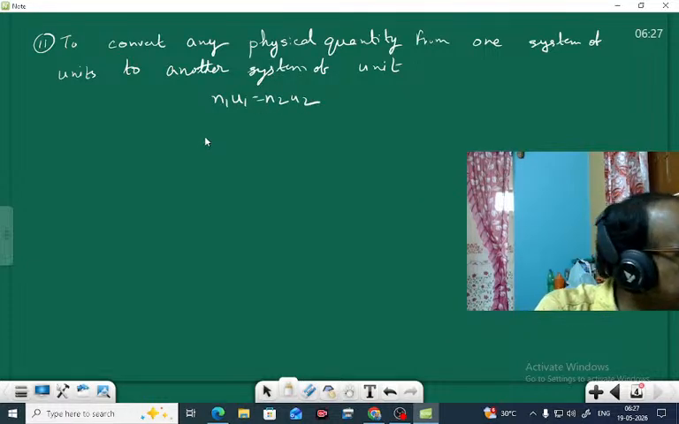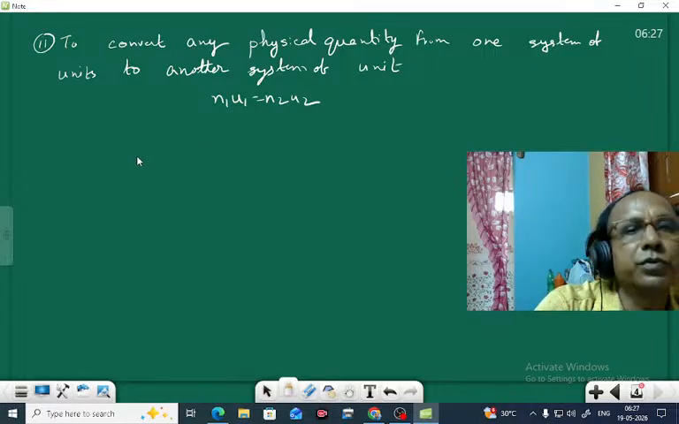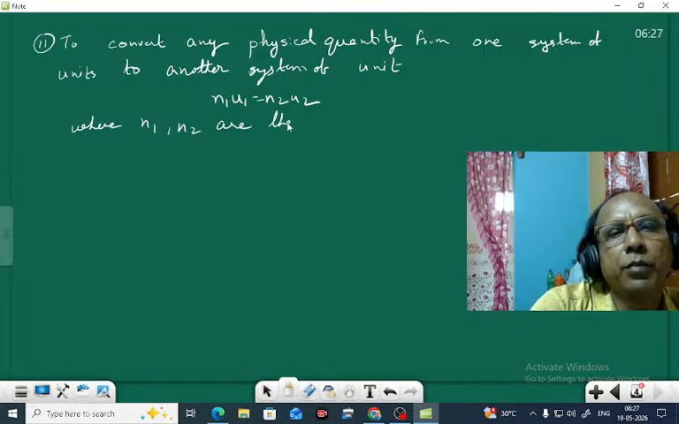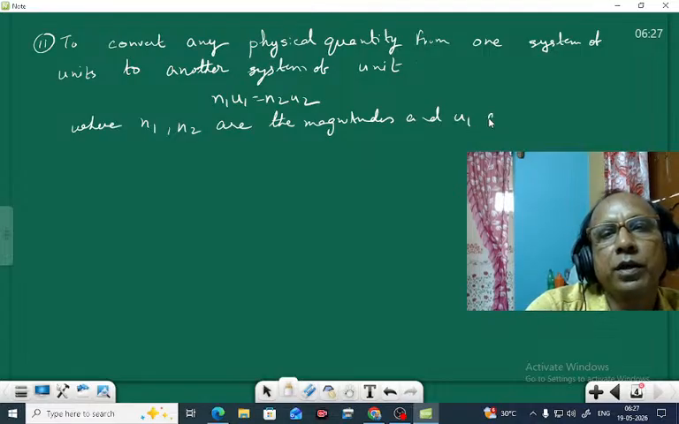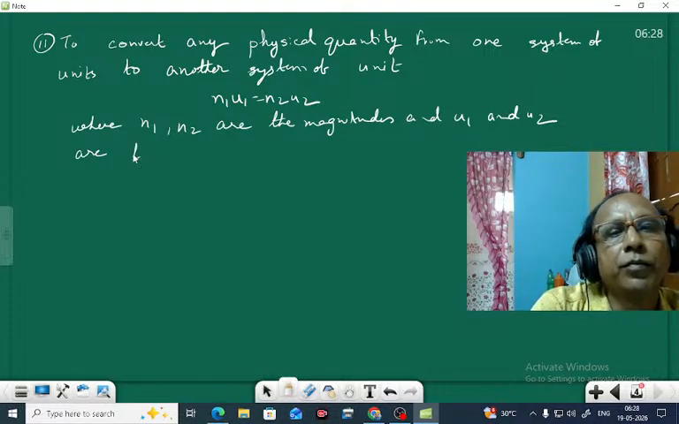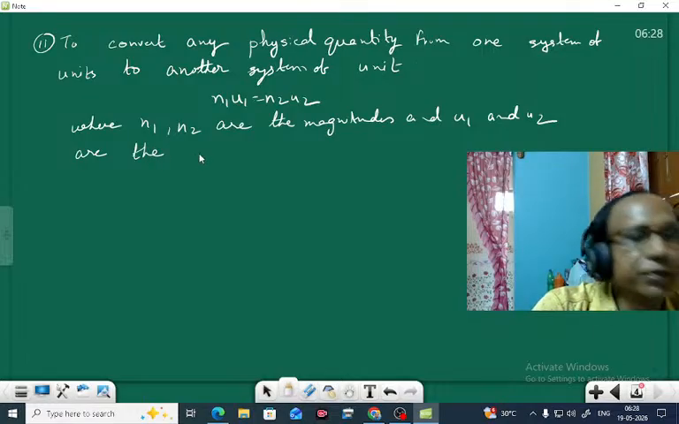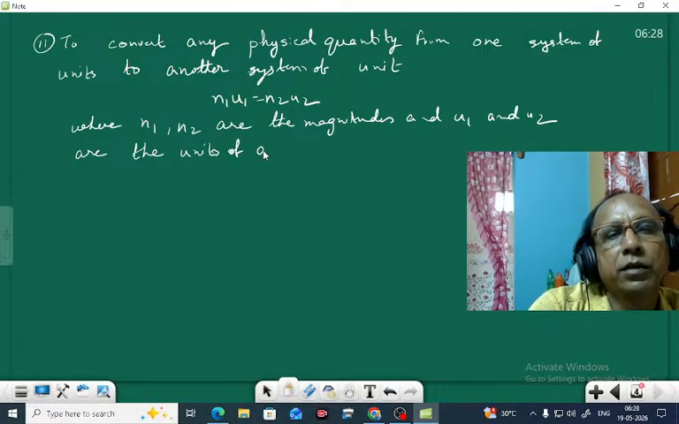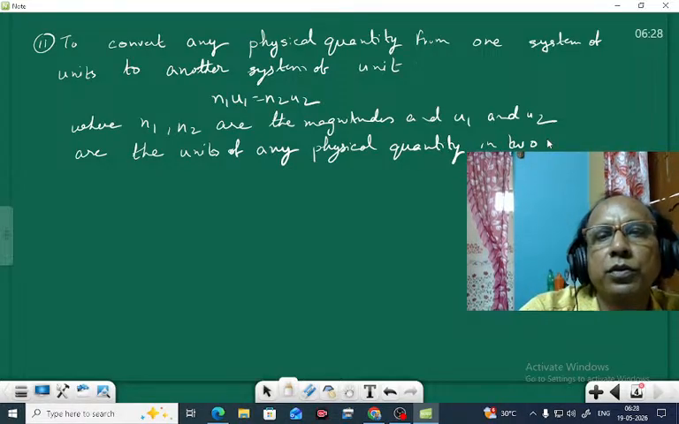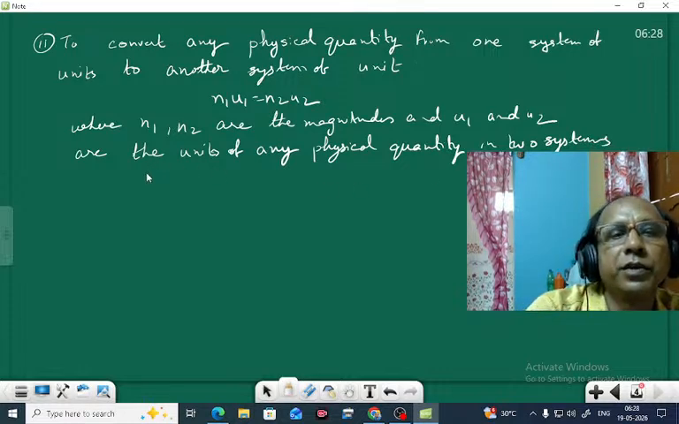We will apply this formula. What are n1, n2? n1 and n2 are the magnitudes, and u1 and u2 are the units of any physical quantity in two systems of units. So this is the second use.